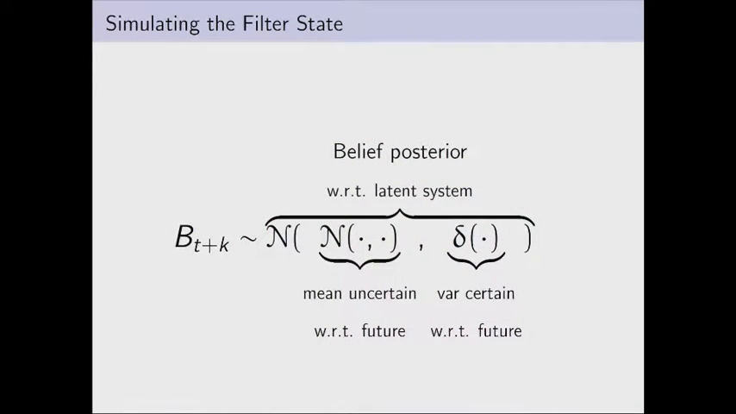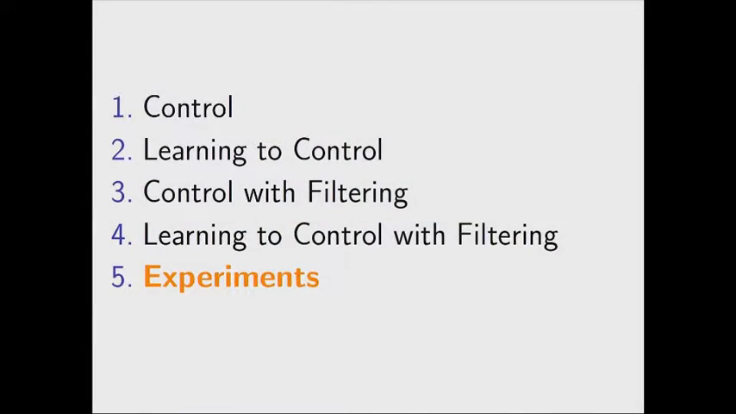And just to make things a little bit easier, rather than having a distribution over the matrix that defines the variance of our belief, we just take that as static across all potential futures, just to make things a bit mathematically simpler. Okay, great. So now I'll get into some of the experiments.